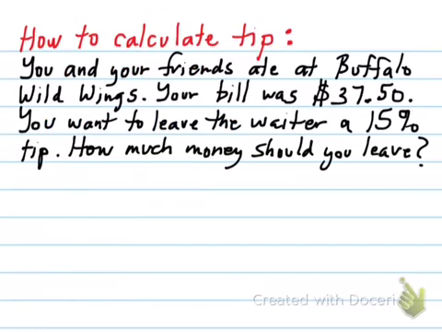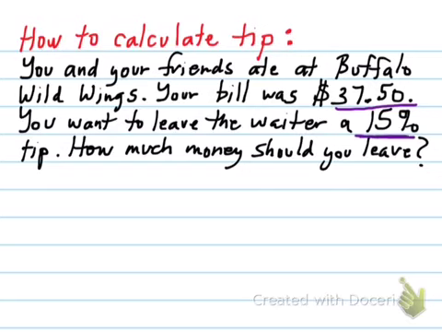How to calculate tip. So here's a word problem on how to calculate tip. You and your friends ate at Buffalo Wild Wings. Your bill was $37.50. You want to leave the waiter a 15% tip. How much money should you leave? So again, remember tip is a portion of the total bill. I know our total bill is $37.50 and we want to leave a 15% tip.